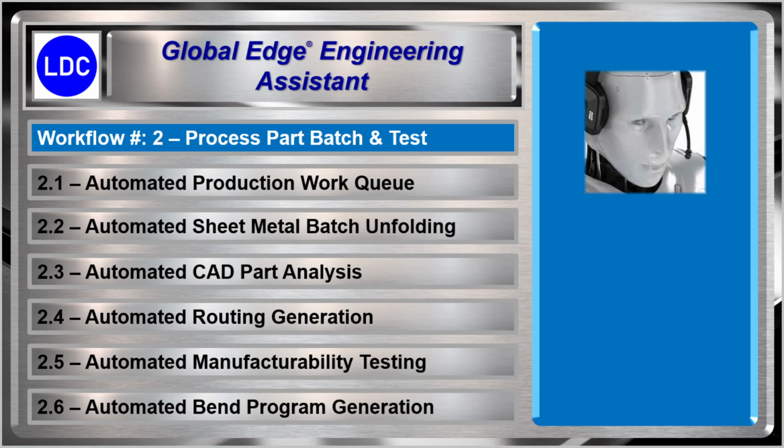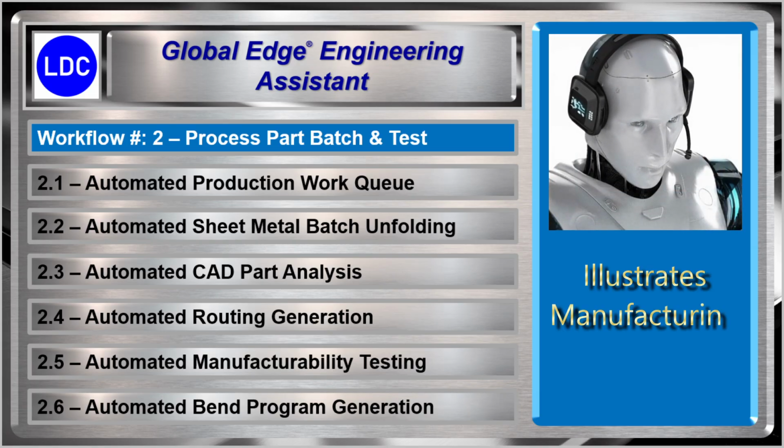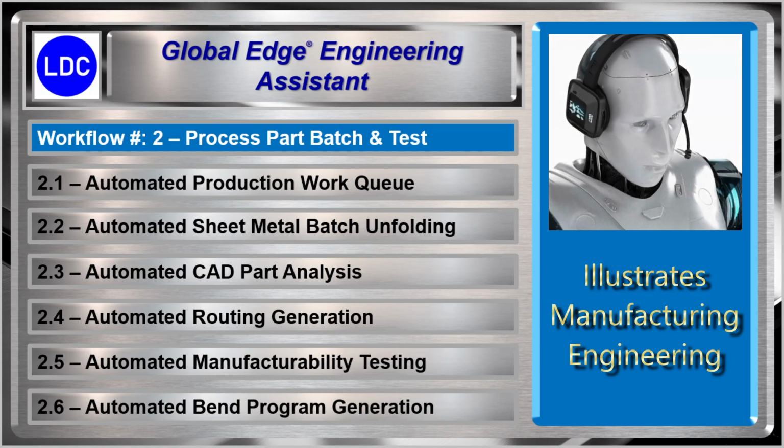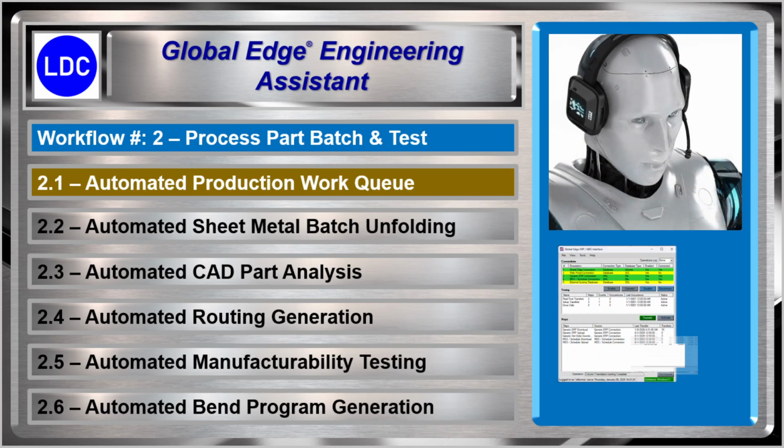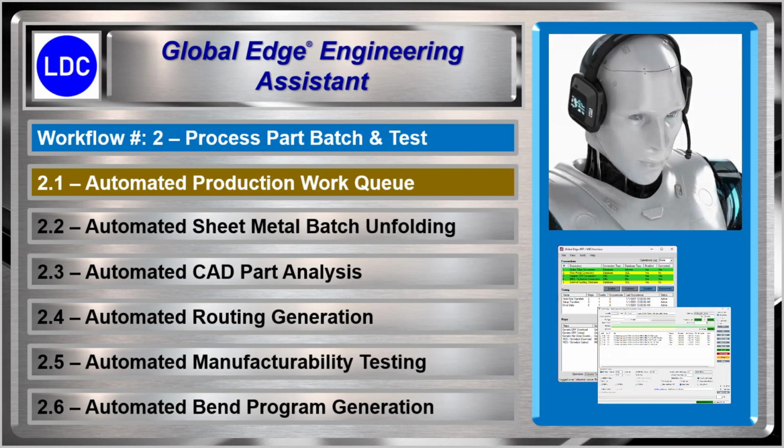This workflow scenario illustrates the automated processing of small to large batches of sheet metal parts, which include the automated generation of DXF flat files, automated CAD part analysis, automated routing generation, automated manufacturability testing, and the automated generation of CAM bending programs. This step illustrates an automated production work queue to process daily order production that includes an optional download of real-time orders from ERP.